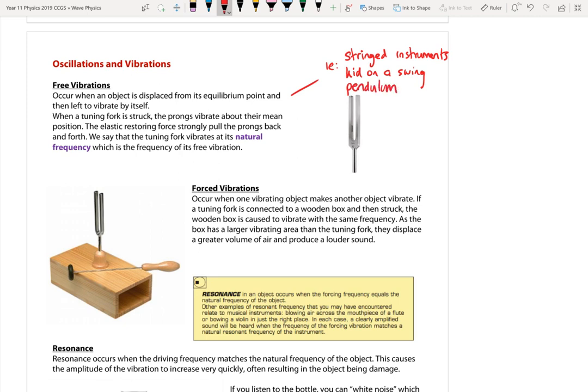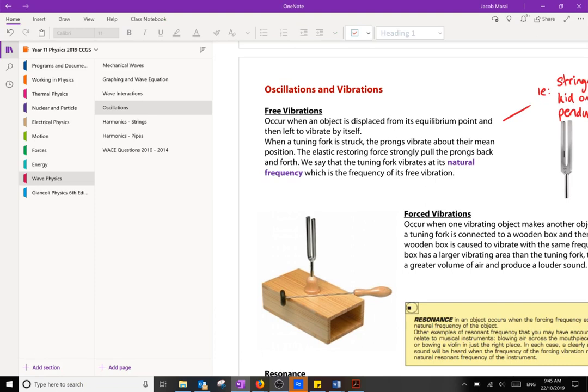I see people moving about. 9:45. Is it time for me to kick you guys out? Yeah. And you all have a test now, do you? Some of you. Okay. Well, I was hoping to get to forced vibrations, but oh well, we'll get to that in tomorrow's lesson. Thank you very much for your attendance.